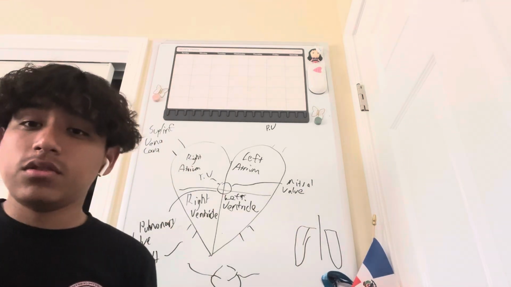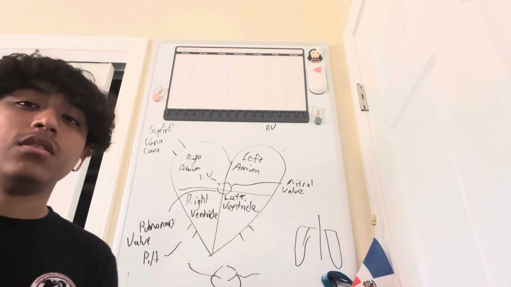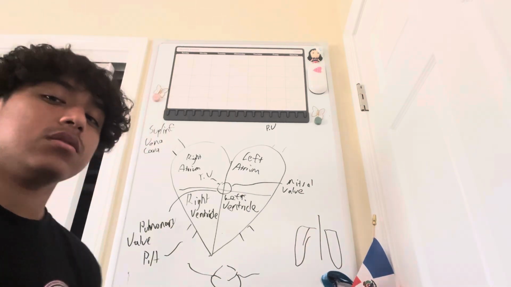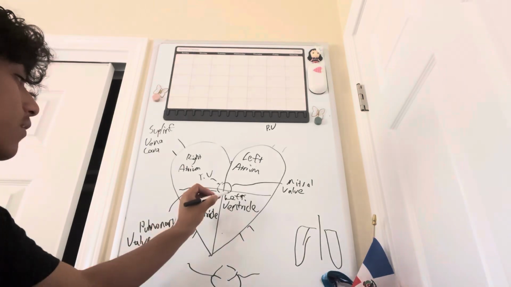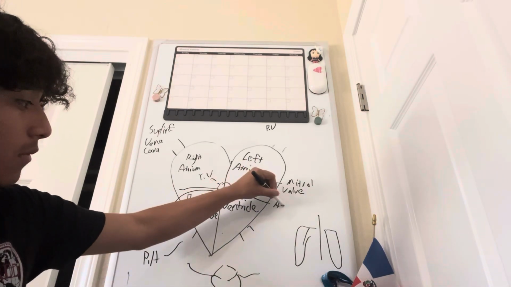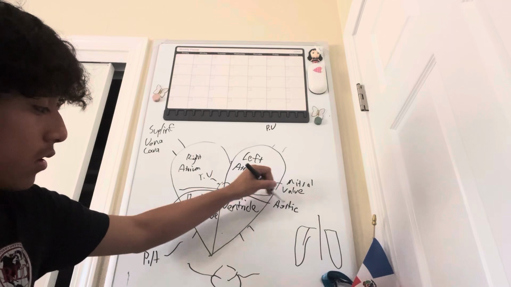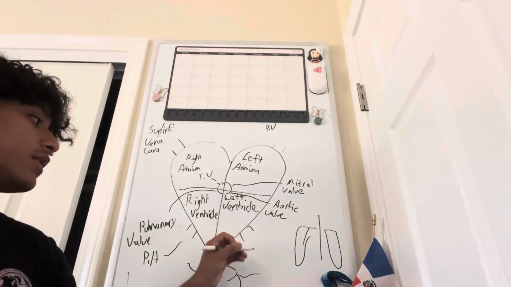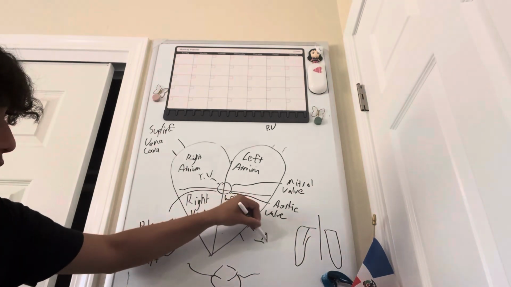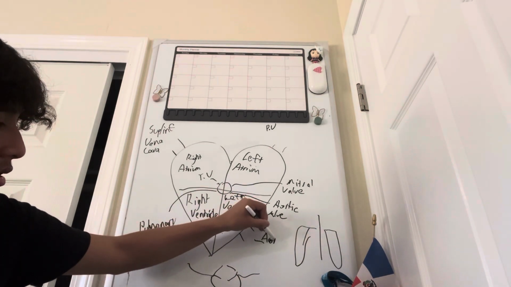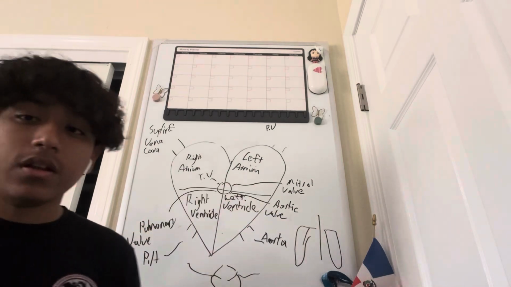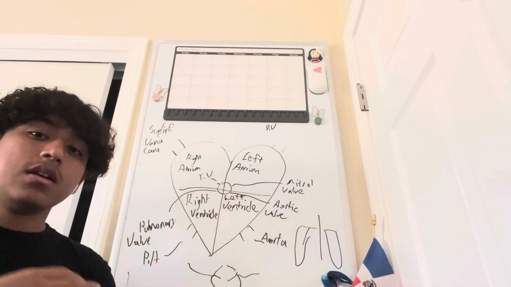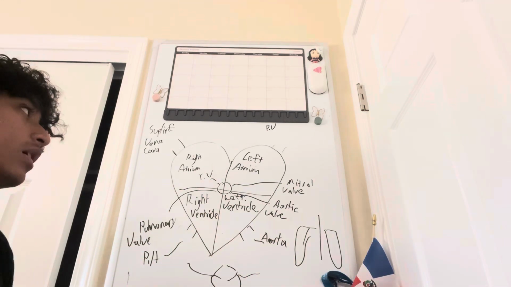Now, you may guess that it might go through a valve, which is true. Now, try to guess which valve. 3, 2, 1. The aortic valve. Now it goes through the aortic valve, then hits the aorta, which is the biggest or the longest artery in our body. And then basically it spreads out throughout the body with the blood.